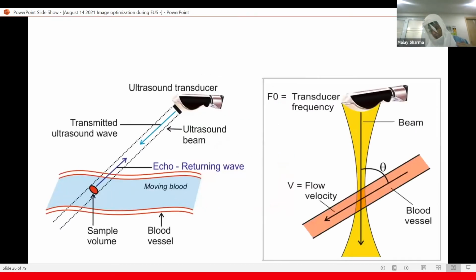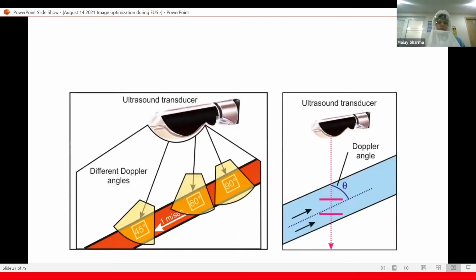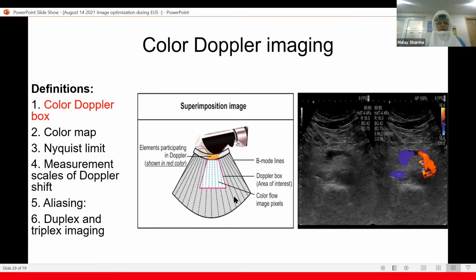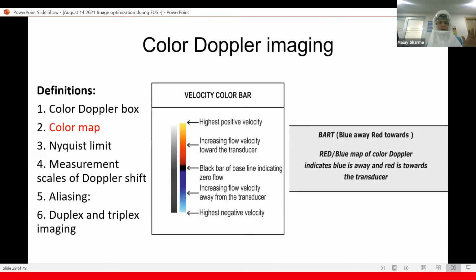Color Doppler optimization is the next part. In this case we want to show that the moving blood goes along the column, and for this moving blood we must decide what angle we want to place the color Doppler box. The color Doppler box is the area which is superimposed on the normal B-mode image.